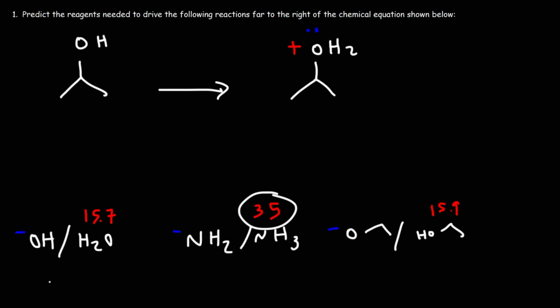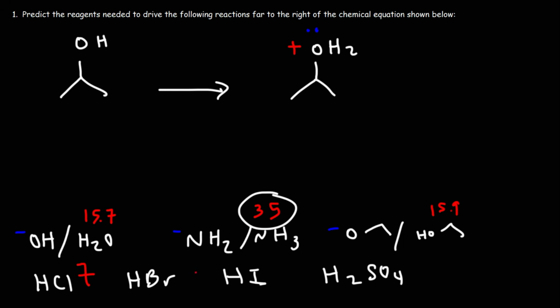Some acids that we could use are HCl, HBr, HI, sulfuric acid. And you need to know the pKa values for these acids. According to my textbook, the pKa for HCl is -7. For HBr, I have -9, and -10 for HI. And for sulfuric acid, I had to look it up, but based on one website, I saw a value of -10 for that.